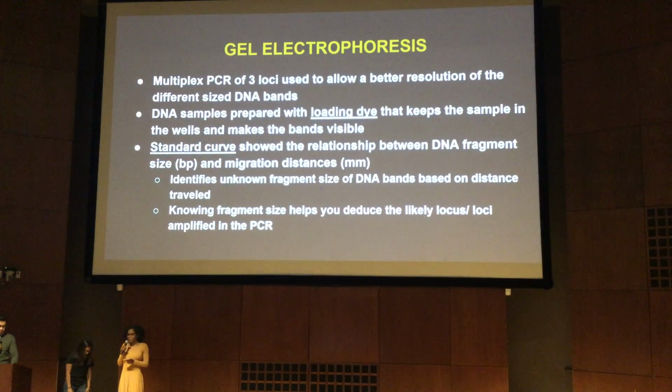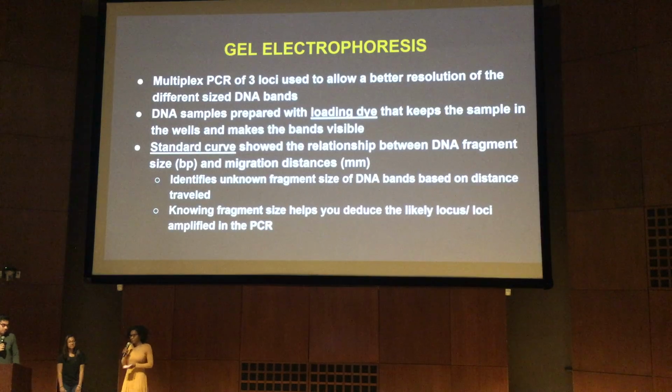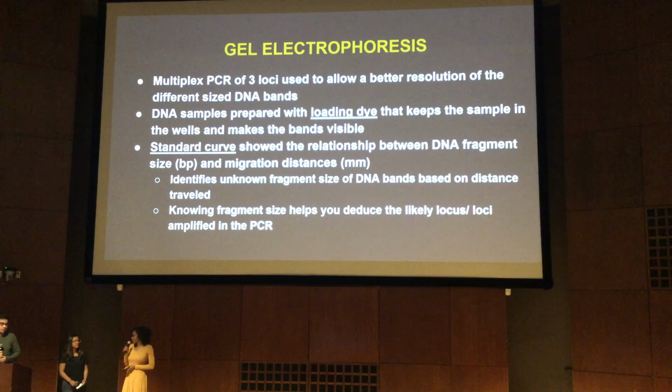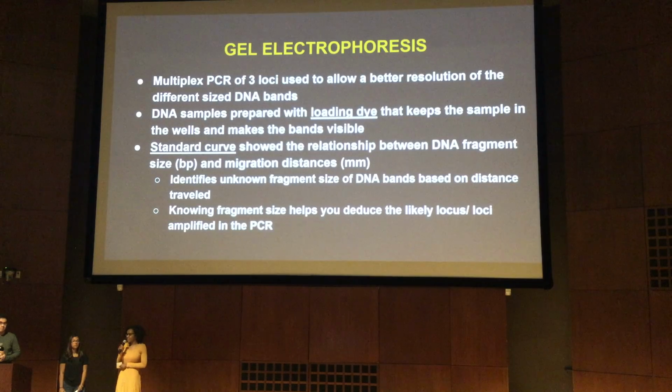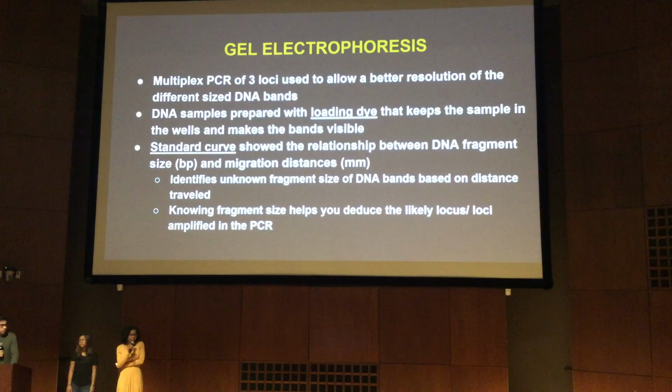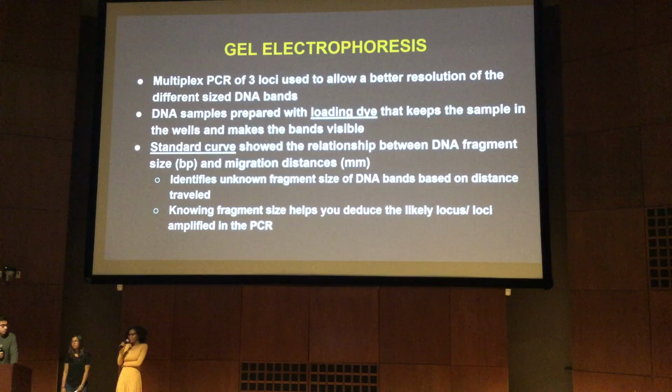So just to give you a little more about gel electrophoresis, it works really well so you can visualize DNA bands of different base pair lengths. And in our lab, we use a loading dye to keep the samples in the wells and make them visible as they move towards the positive electrode. The great thing about gel electrophoresis is once you know the distances of the different DNA bands, you can create a standard curve that helps you estimate the number of base pairs in each band, which can help you identify the loci that the unknown DNA bands belong to.